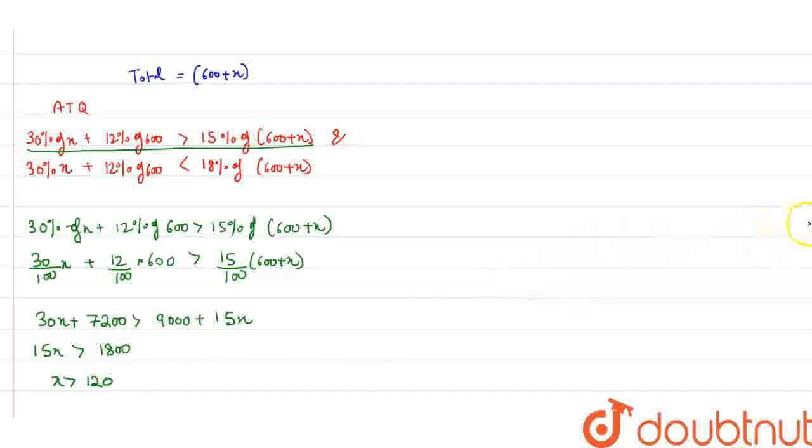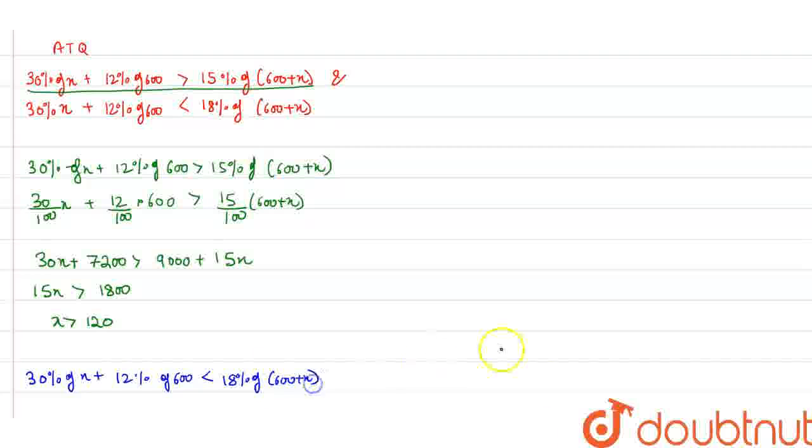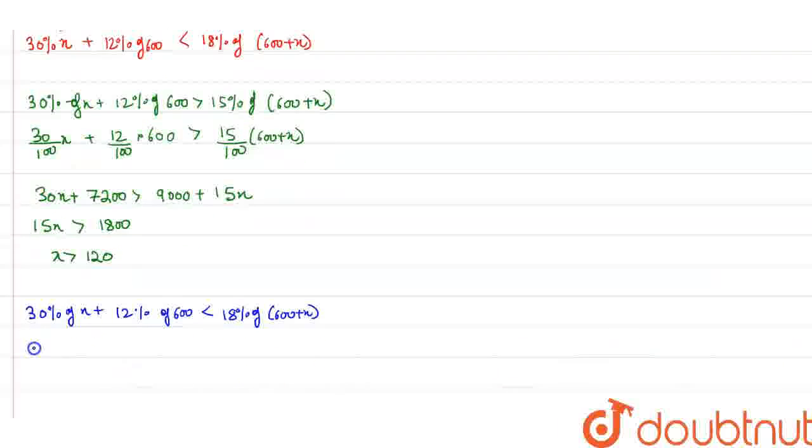Now solving the second equation, which is 30% of x plus 12% of 600 less than 18% of 600 plus x. So from here we get 30 by 100x plus 12 by 100 into 600 less than 18 by 100 into 600 plus x.